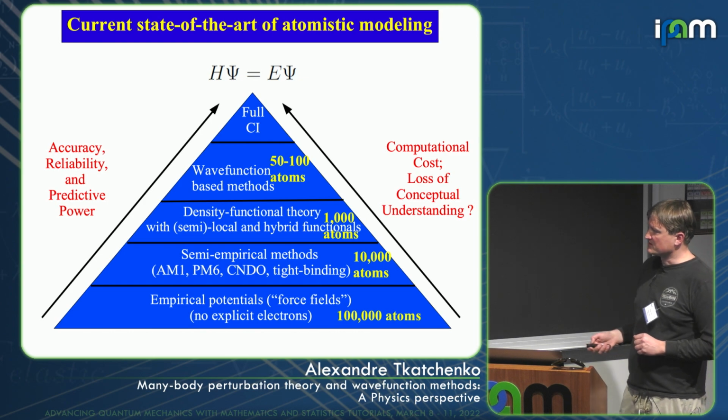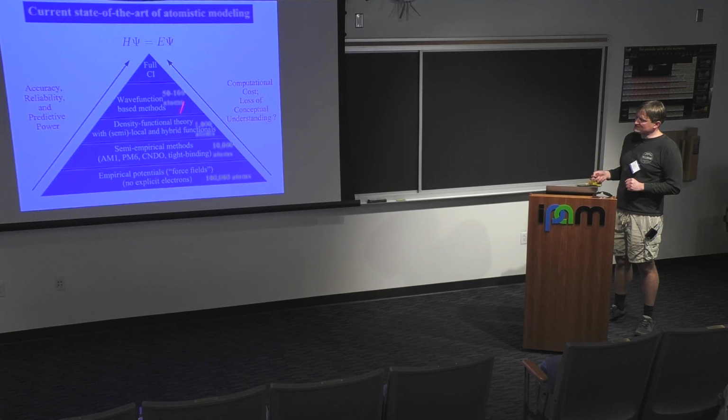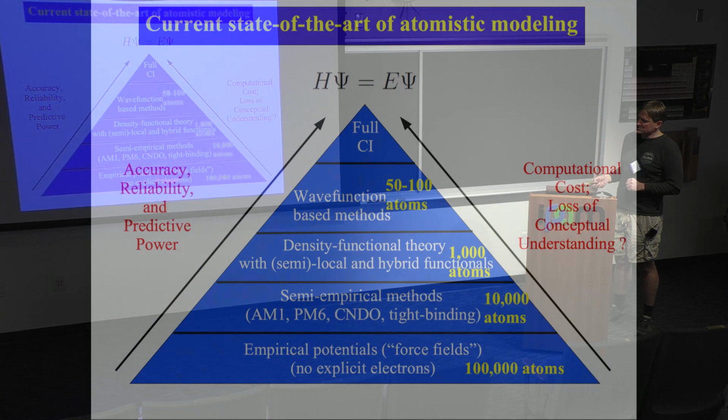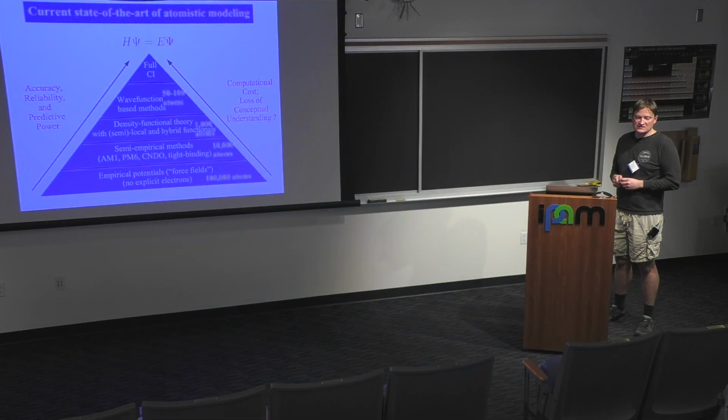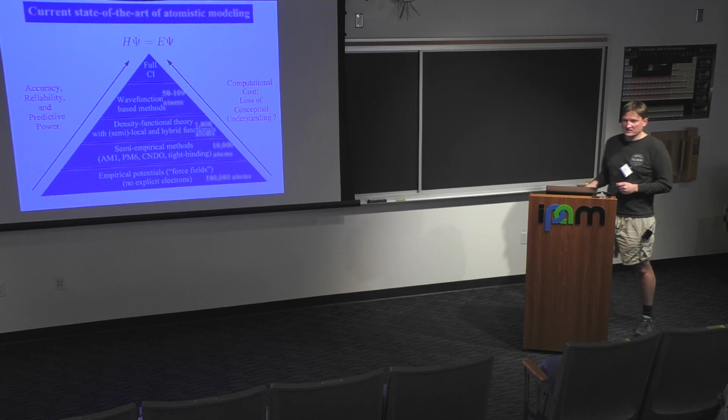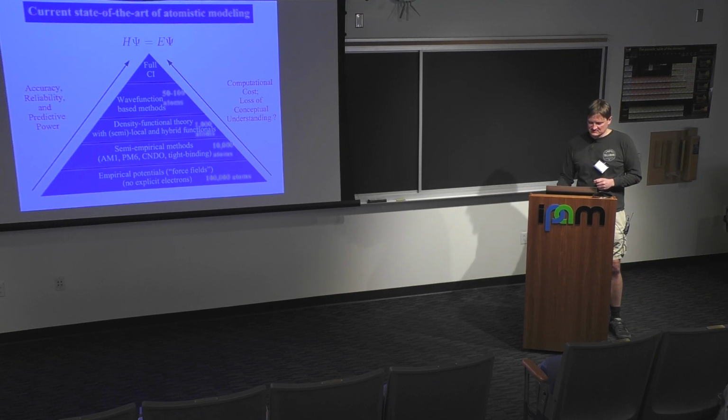Okay, so just to summarize, here are the strengths, let's say, or the applicability of the different approaches in terms of the system size they can address. With empirical potentials, classical force fields, you can study up to 100,000 atoms; semi-empirical methods, 10,000 atoms; density functional theory, 1,000 atoms or more, depending on whether you use linear scaling approaches. With wave function-based methods, today we can do perhaps up to 200 atoms. These are the largest calculations that have been done. And again, full CI is not really widely used for many-electron systems.